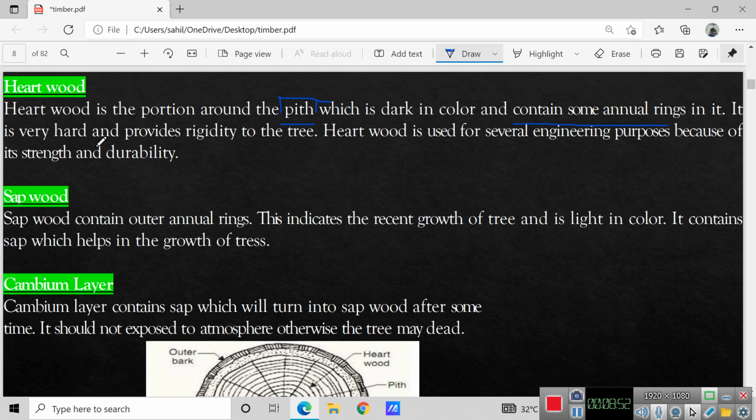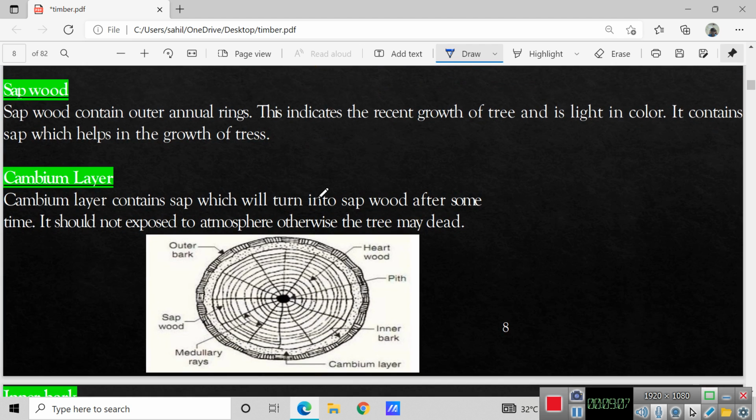It is very hard and provides rigidity to the tree. Heartwood is used for several engineering purposes. Since it provides rigidity, therefore it can be used for different engineering purposes. You can see the heartwood is here. Just after the pith, heartwood is present, which contains some annual rings.